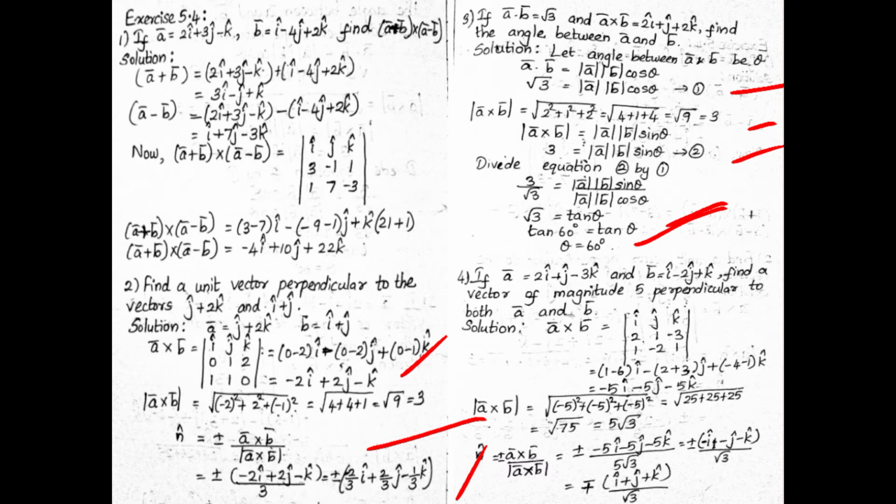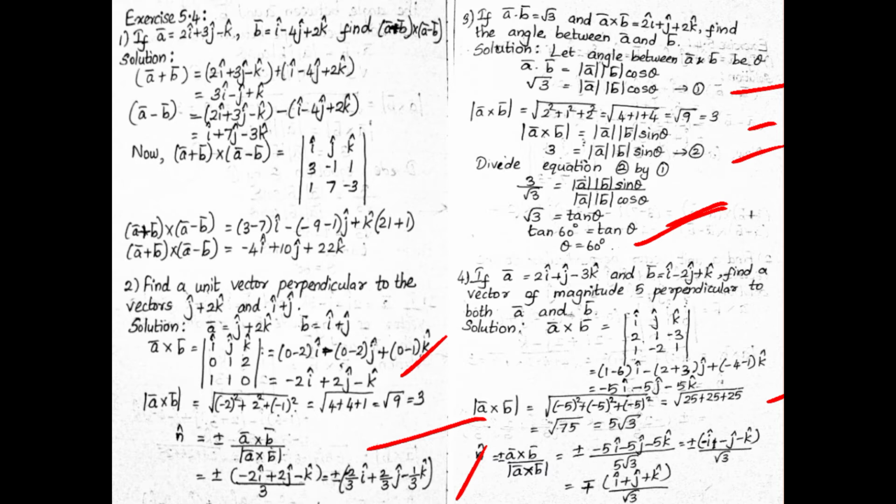Solution. A vector cross b vector is equal to, in the determinant form, first write down i j k, then coefficients of a vector, then in the third row coefficients of b vector. Solve this, we get minus 5i minus 5j minus 5k. Therefore, magnitude of a vector cross b vector is equal to square root of minus 5 square plus minus 5 square plus minus 5 square, which is equal to square root of 25 plus 25 plus 25, which is equal to square root of 75, which is equal to 5 root 3.